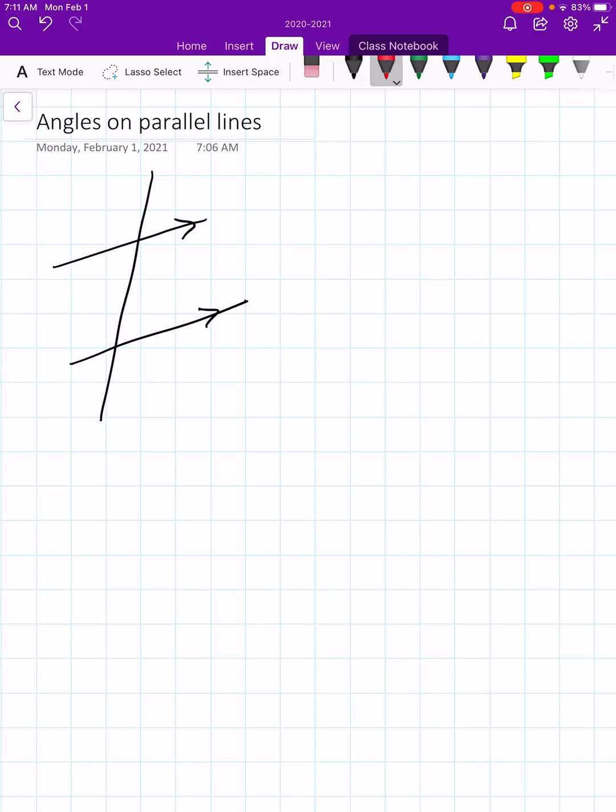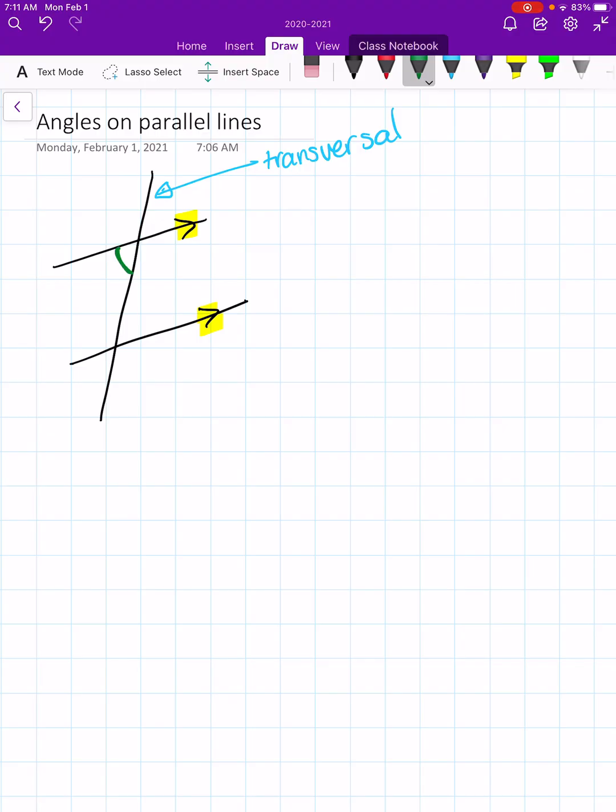So we're going to have a quick look at angles on parallel lines. And so here you can see that we have a pair of parallel lines, which is denoted by these arrows on the lines. And then we have a line which goes through them, which we call a transversal. And that transversal creates certain angles with the parallel lines. And so there are some angle rules here that we can use.